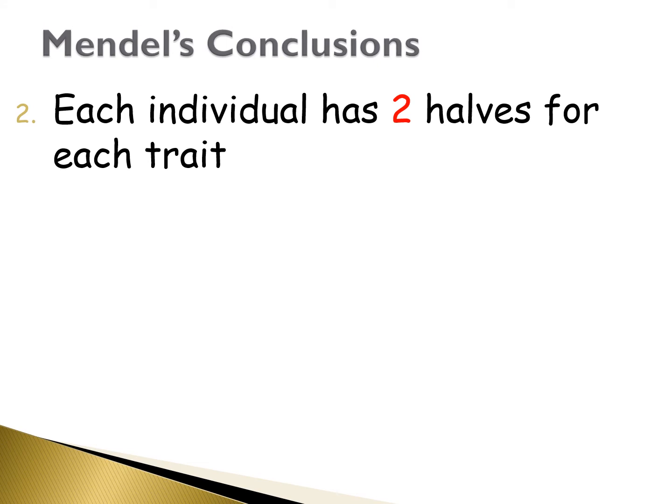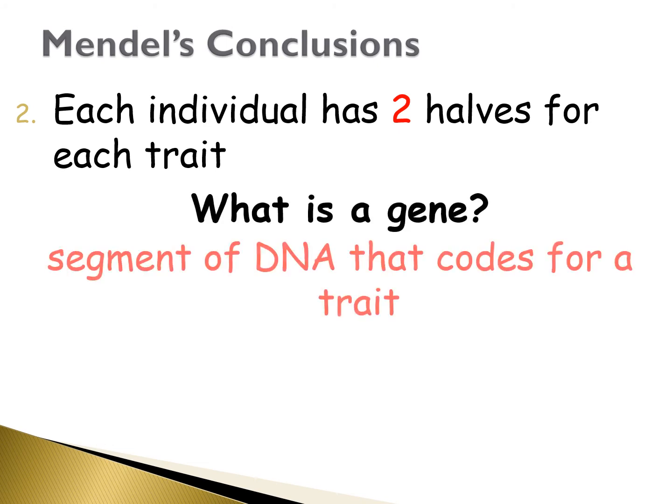Well, each individual has two halves for each trait. Just like a recipe has two parts to it, the top half is usually the list of ingredients, and the bottom half is the list of instructions. You can think of a gene as having two halves to it. Well, keep in mind, again, what a gene is. A gene is a segment of DNA that codes for a trait. It is a recipe that tells us how to make proteins.